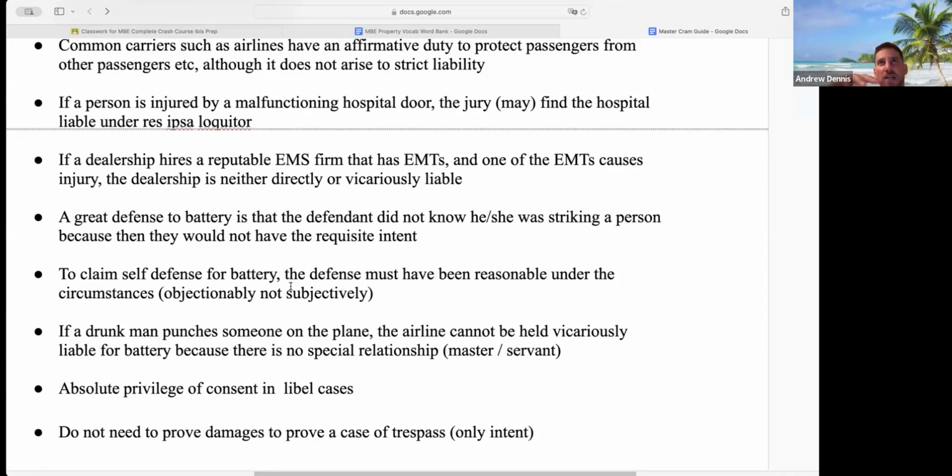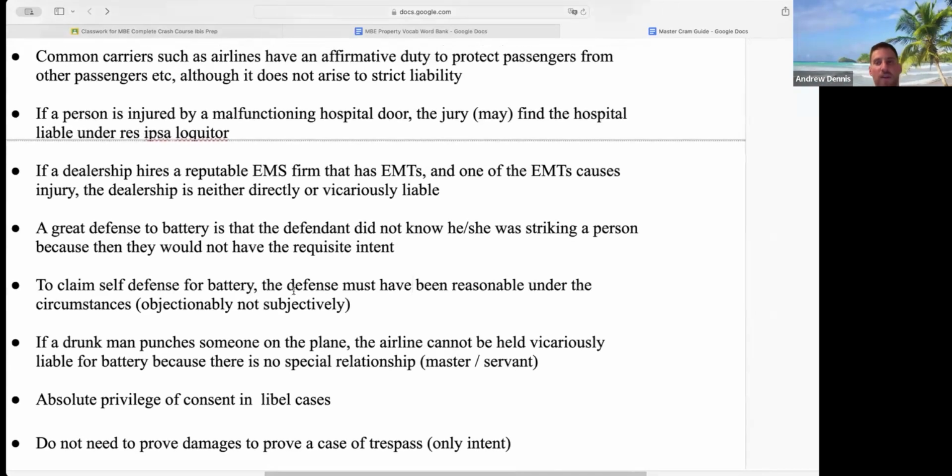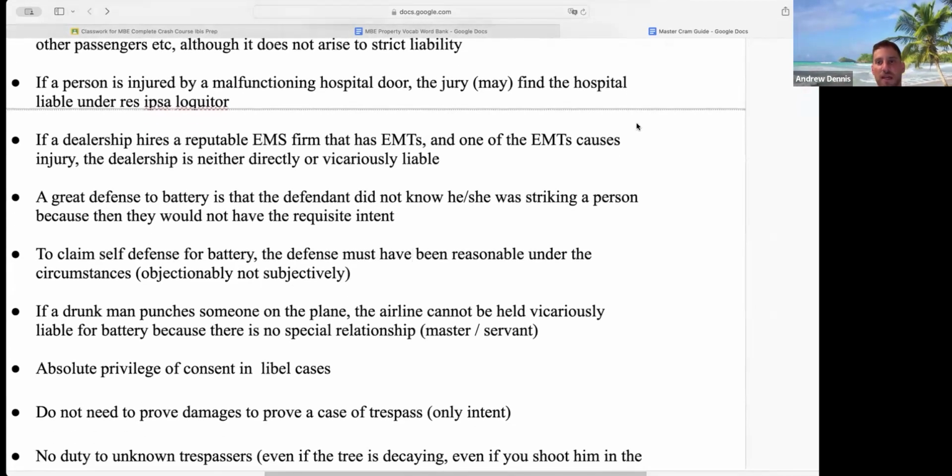If Tommy subjectively thought that defense was necessary, that's not the standard. It's whether objectively a reasonable person in Tommy's shoes would have thought that defense was necessary, that it would indeed be proper as a defense.